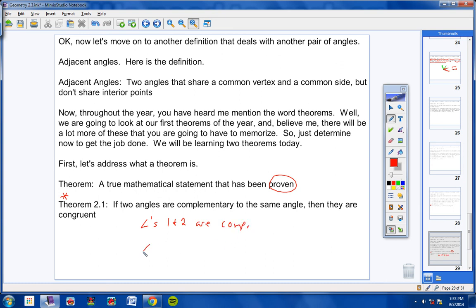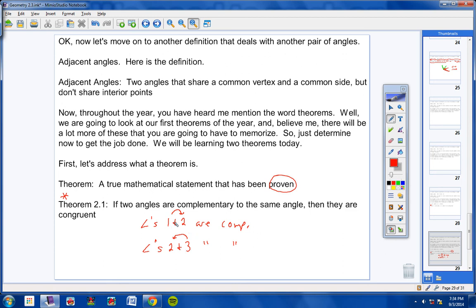Okay? And then I told you angles 2 and 3 are complementary. Now please look at this carefully. Notice that 1 and 2 are complementary and 2 and 3 are complementary. Let me ask you a question. What angle is 1 complementary to? 1 is complementary to angle what? 2. And what angle is angle 3 complementary to? Well, angle 3 is complementary to angle what? 2. So is it not true to say that angles 1 and 3 are complementary to the same angle?